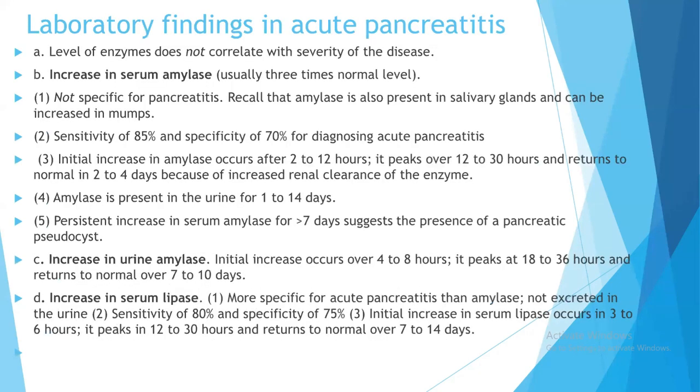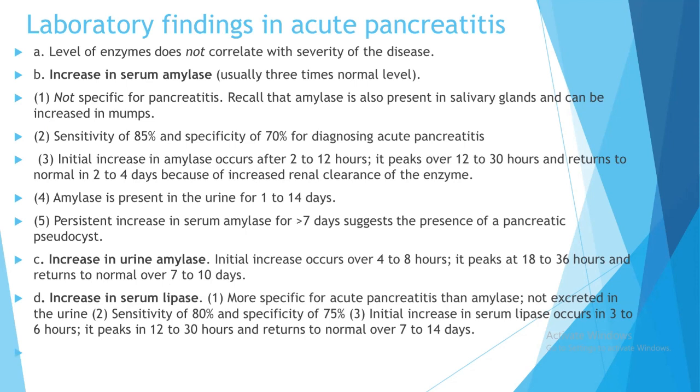Now let's talk about the important thing, the lab findings in acute pancreatitis. The level of enzymes does not correlate with the severity of the disease. There may be an increase in serum amylase, usually 3 times the normal level. It is not specific for pancreatitis, and it has a sensitivity of 85% for diagnosing acute pancreatitis. The initial increase in amylase occurs after 2 to 12 hours, peaks over 12 to 13 hours, and returns to normal in 2 to 4 days because of increased renal clearance of the enzyme.